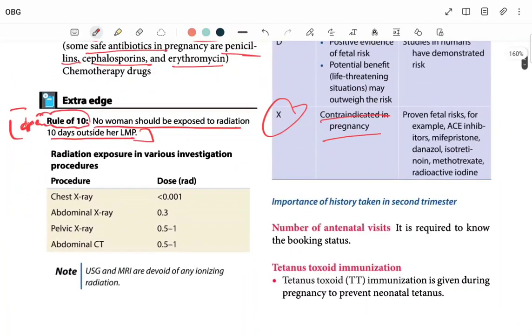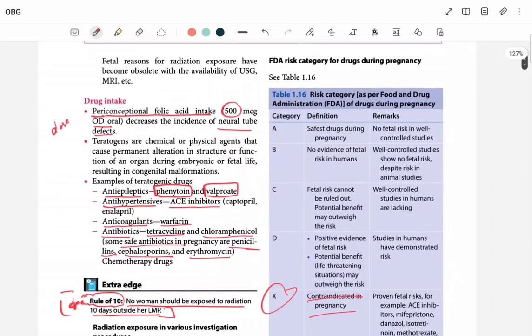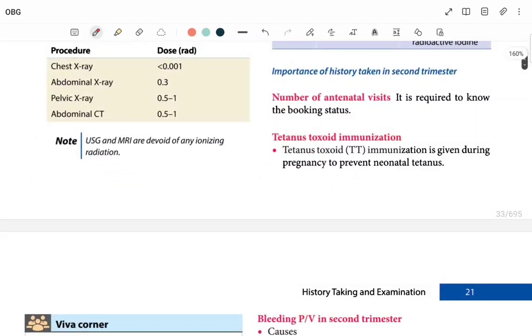So this is all the importance of history during the first trimester. Now let's move on to the second trimester. The main thing you need to ask is the number of antenatal visits. It is required to know the booking status, whether the pregnant lady is booked or not. Next, moving on to tetanus toxoid immunization, which is given during pregnancy to prevent neonatal tetanus.